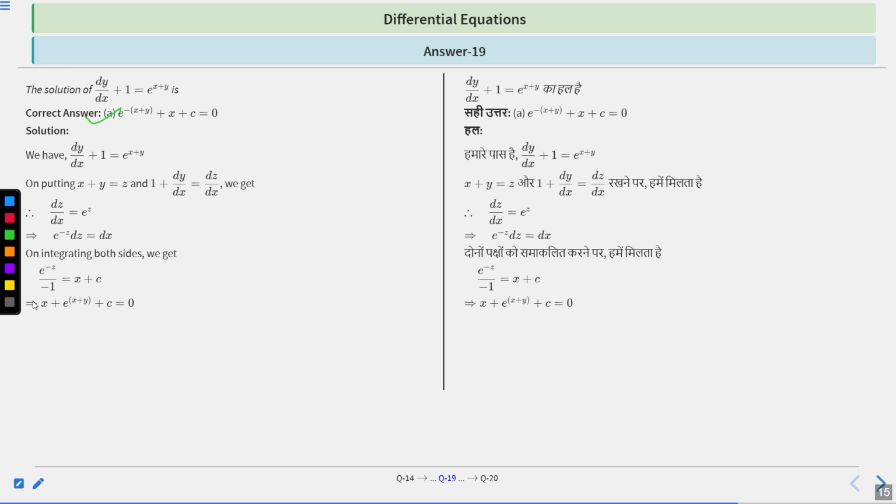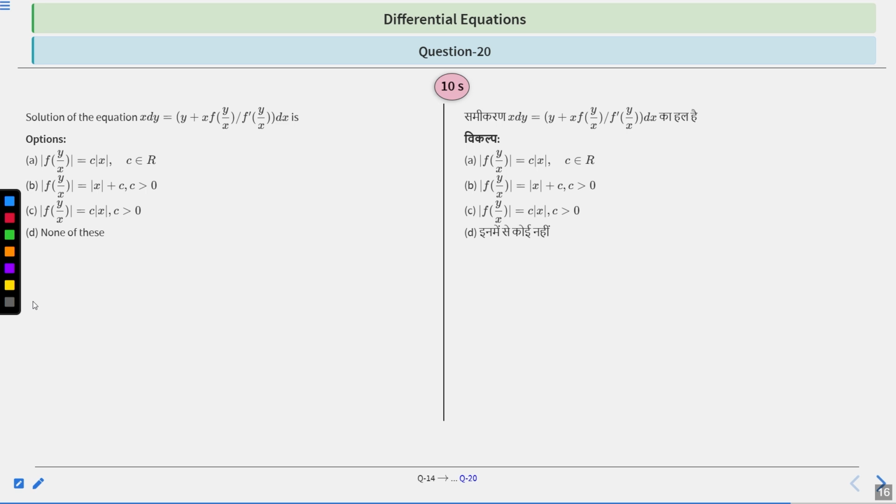Okay, let's move to the next question, question number 20, which says the solution of the equation x dy is equal to y plus x f of (y by x) upon f dash (y by x) dx is. The hint of this question is we will try to convert. We can assume y is equal to vx, or we can try some other substitution or simplification to solve this differential equation. You have 10 seconds to solve or think about this question. After 10 seconds, we will discuss the solution.